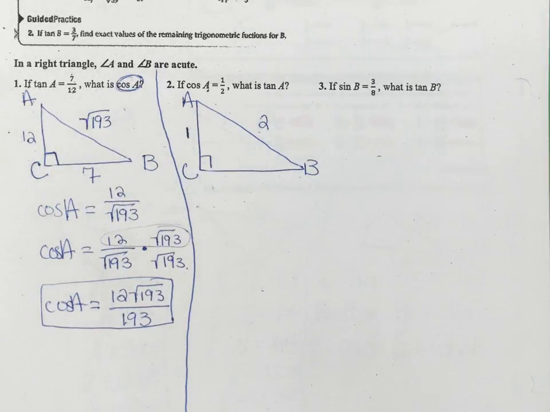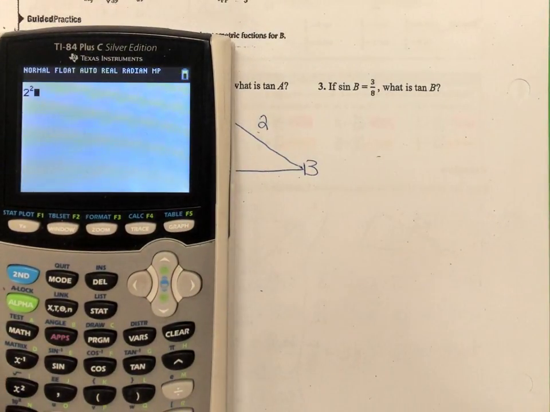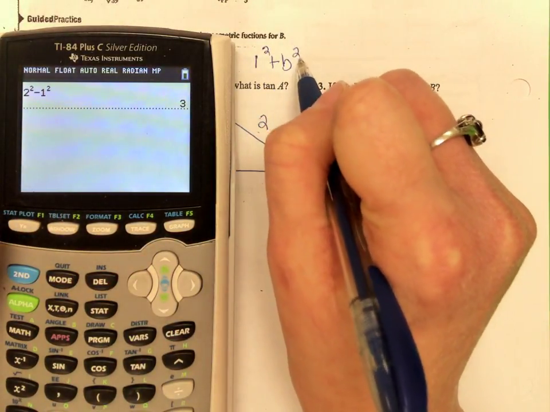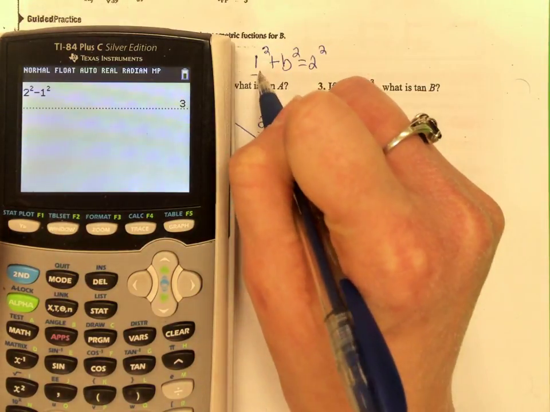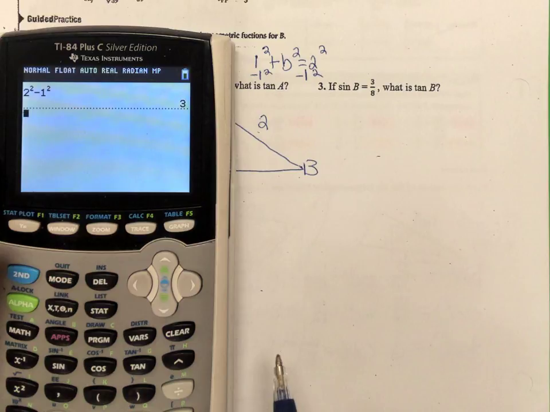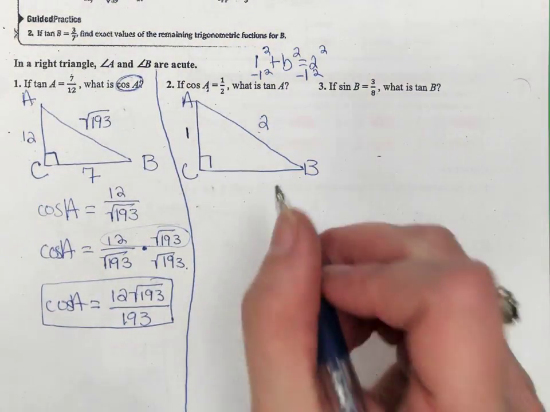All right, how do you plug it in your calculator? You would do 2 squared, subtract 1 squared. Guys, if you still need to write this out, write it out by all means. 1 squared plus b squared equals 2 squared. You're going to subtract 1 squared. Like I said, if you still need to write it out, do it. What'd you get? 3. So that's the square root of 3, right?